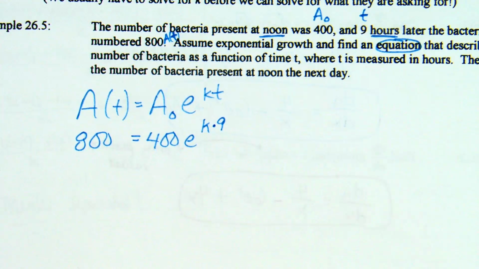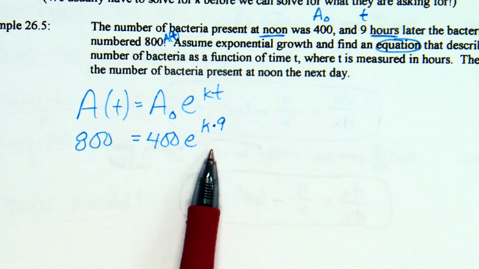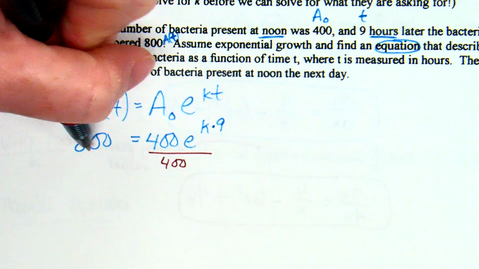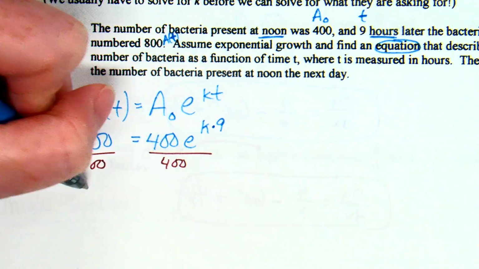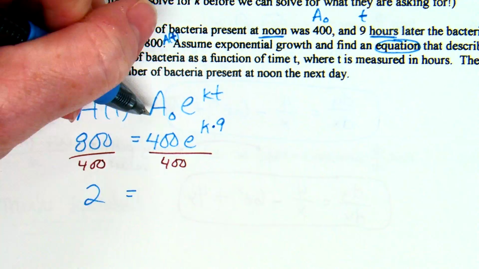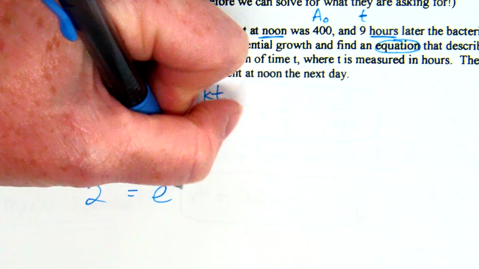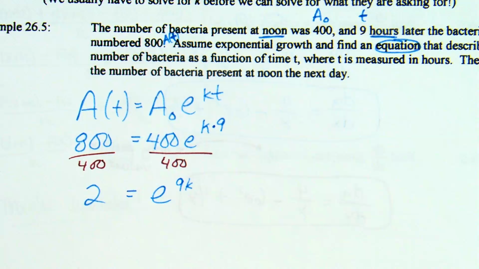How do I get that E by itself? Okay, so your first job is to get this E in its power by itself. So if it's 400 times this, we're going to divide by 400. If we divide one side by 400, divide the other side by 400. 800 divided by 400 is 2. The 400 divided by 400 cancels to be 1, and I'm left with E to the K times 9, or I'm going to say 9K. I just like that better.